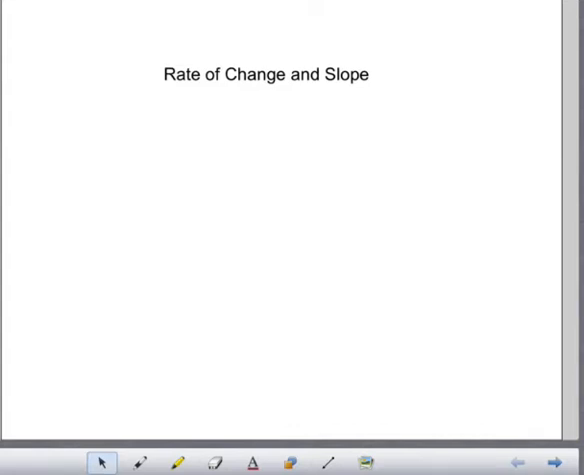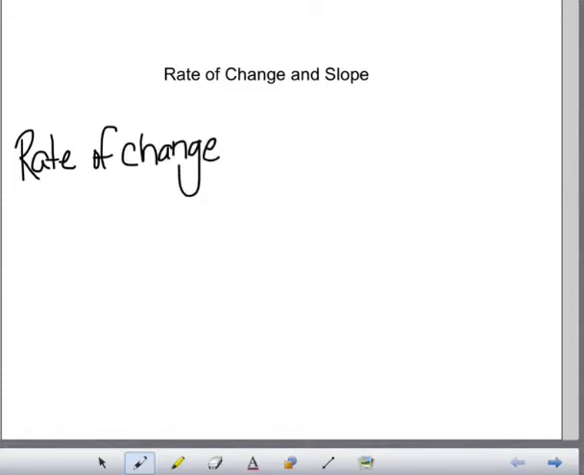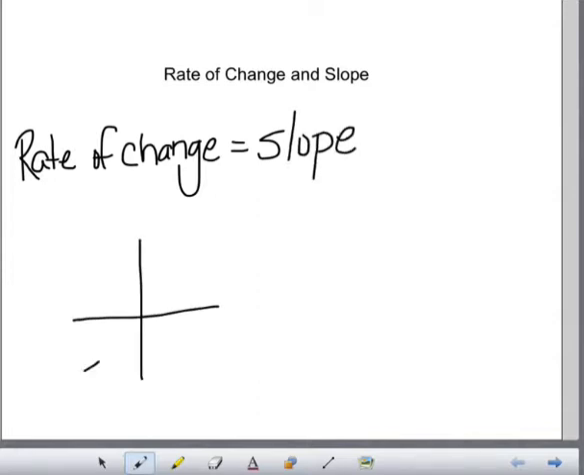This is your notes for rate of change or slope. What I want to do first is just show you several ways of what I'm talking about. When I say rate of change, how much something changes over a period of time, that is equal to the slope. And a slope, remember, if I had a graph, it's just how much my line slopes.